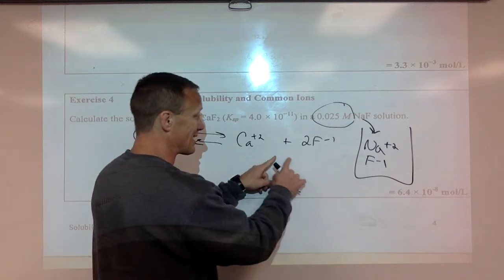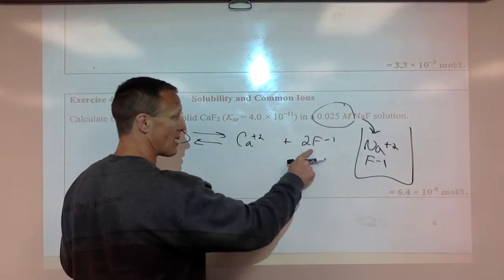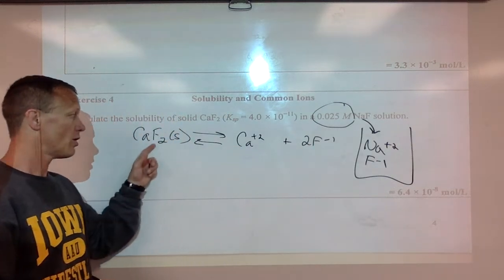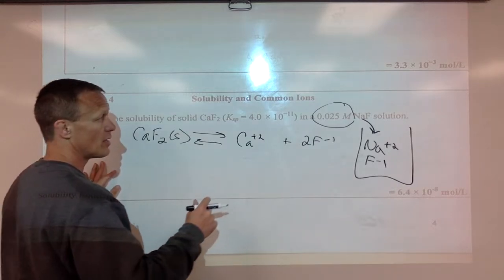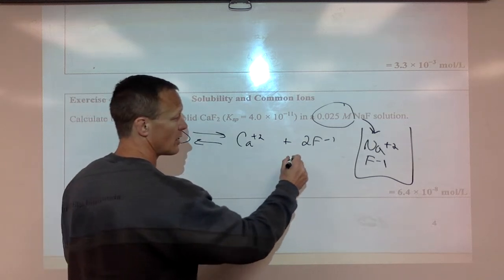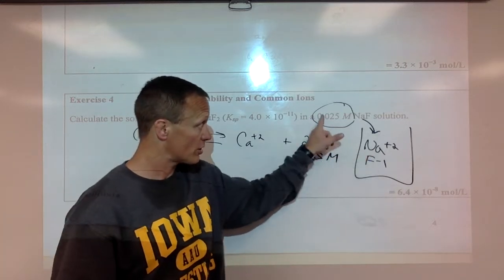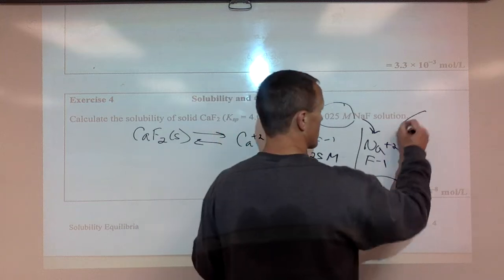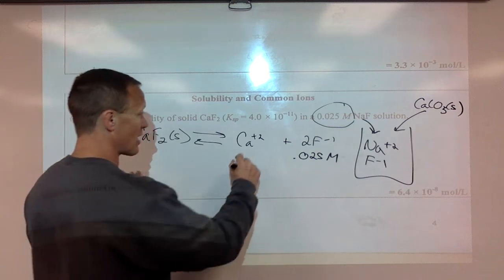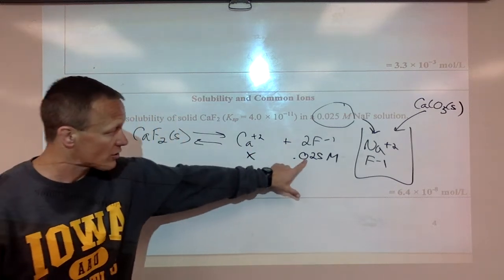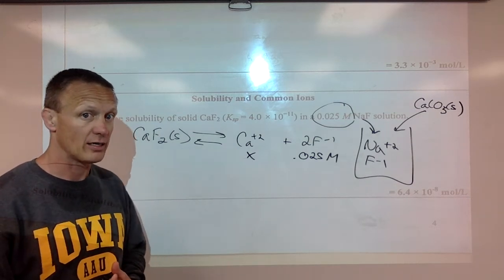Because multiplying these together can't go above the KSP. Since we already have some in there at a pretty high concentration, we're not going to be able to put a whole lot more of this in there. So this is 0.025 molar. You don't have to double it or anything like that. That's how much is in the solution. Then we're going to add calcium fluoride as a solid to it and see how much can dissolve. We'll put an X in right here for calcium, and since the concentration is already this much, how much more calcium can we put in there before the solution is saturated?